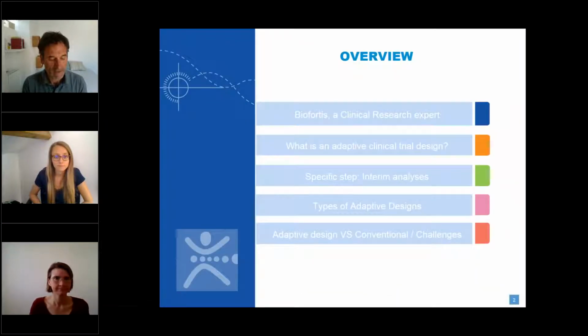So you will have a short presentation of Biofortis, what we do, who we are. Then, what is an adaptive clinical trial design? What are the specific steps in terms of interim analysis, the types of adaptive design, and what is the balance between adaptive design versus conventional challenges.